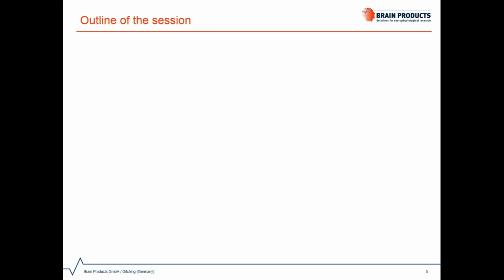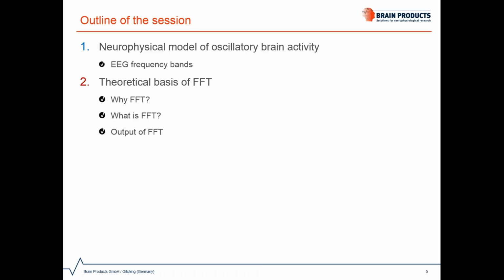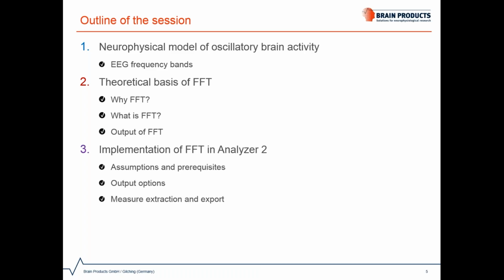Okay, let's move on to the contents for today's session. We will begin by revising the origins of EEG oscillations and the classification of these oscillations into different frequency bands. In the second section, we will focus on FFT and talk about its theoretical basis. Then the third section will be about getting to know its implementation in Analyzer, along with the output options offered in the FFT module. How to extract certain measures from the output of FFT will also be covered. We will also create awareness of certain assumptions and prerequisites that should be done before applying FFT.